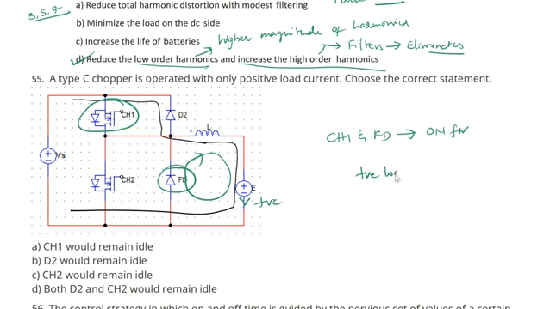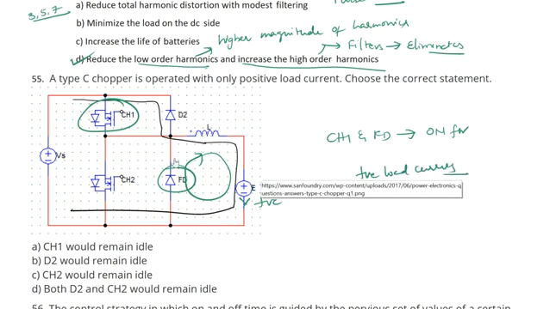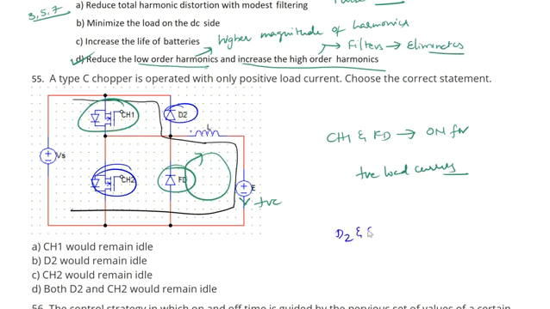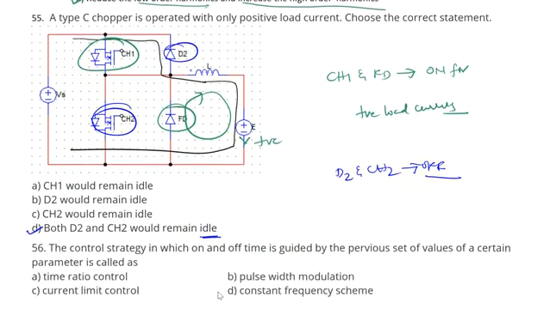So for positive load currents, the current has to flow like this. The operating switches here, that is D2 and CH2, should be completely off. So D2 and CH2 are in off condition or remaining idle. So the answer for this question is, as you can see, D2 and CH2 will remain idle. Next one.